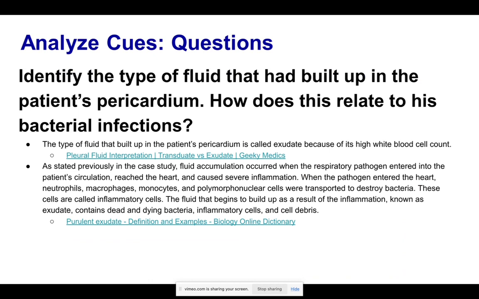The type of fluid that was built up in the patient's pericardium is called exudate because of its high white blood cell count. As stated previously in the case study, fluid accumulation occurred when the respiratory pathogen entered into the patient's circulation, reached the heart, and caused severe inflammation. When the pathogen entered the heart, neutrophils, macrophages, monocytes, and polymorphonuclear cells were transported to destroy bacteria. These cells are called inflammatory cells. The fluid that begins to build up as a result of the inflammation, known as exudate, contains dead and dying bacteria, inflammatory cells, and cell debris.